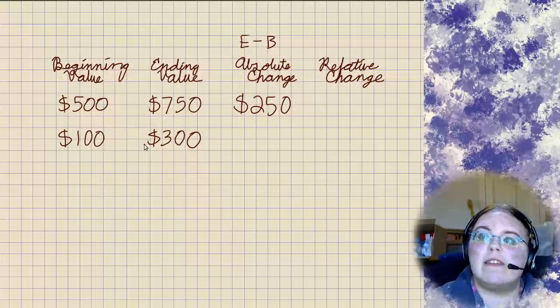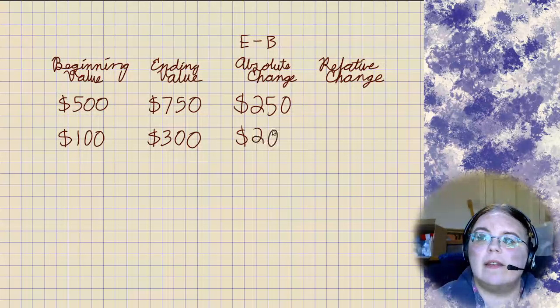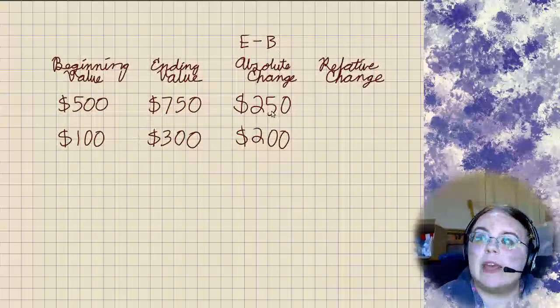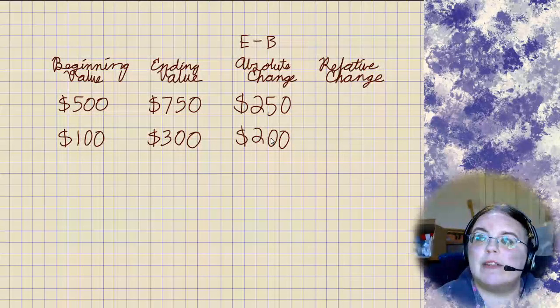The other investment is currently worth $300 when it cost $100 to invest in. 300 minus 100 is 200. So the second investment's value has changed by $200. It might seem from this like the first investor did much better because the first investor earned $50 more in profit than the second investor.